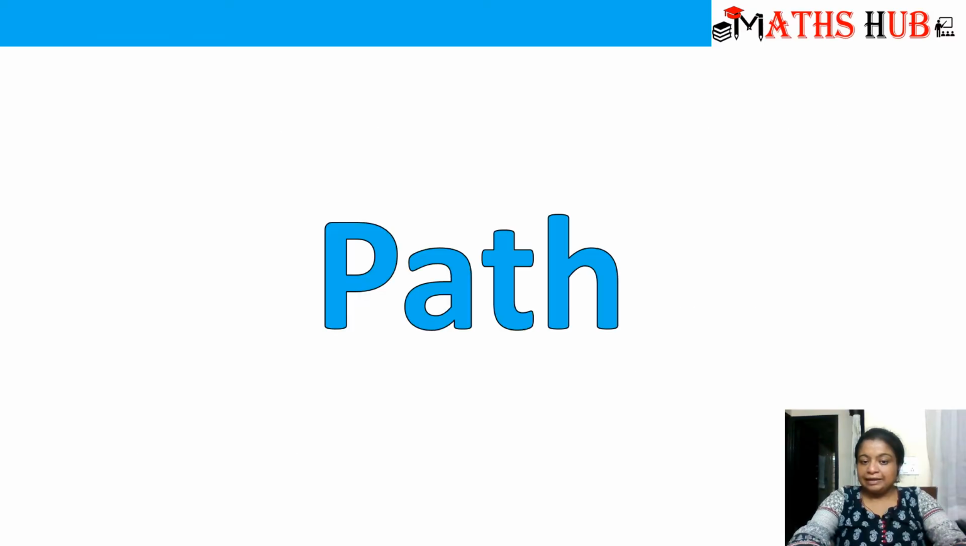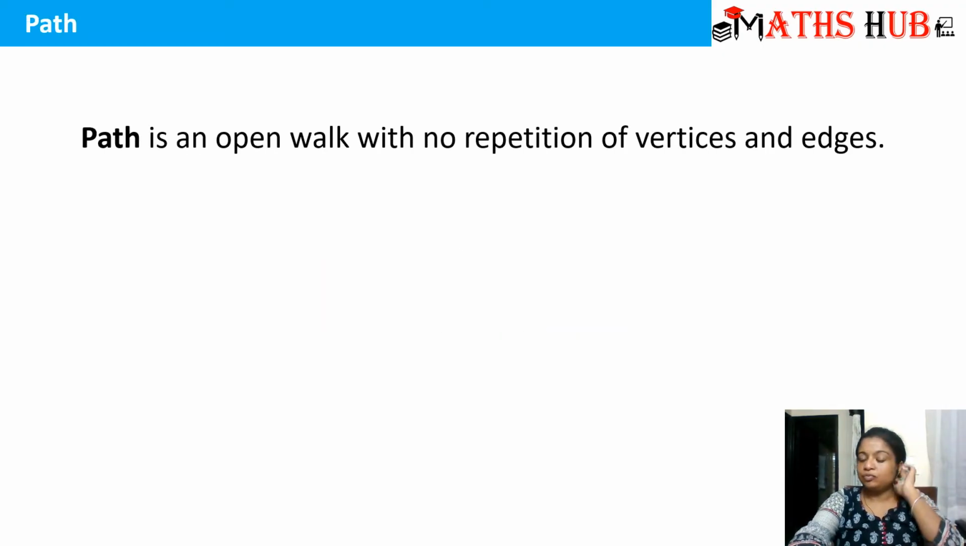Okay. The next type of walk is a path. Now what is a path? Let's see what is a path. So path is an open walk with no repetition of vertices and edges. So slowly and gradually we are increasing the restrictions. So in a path it is an open walk. Now we have restrictions on the vertices as well as on the edges.